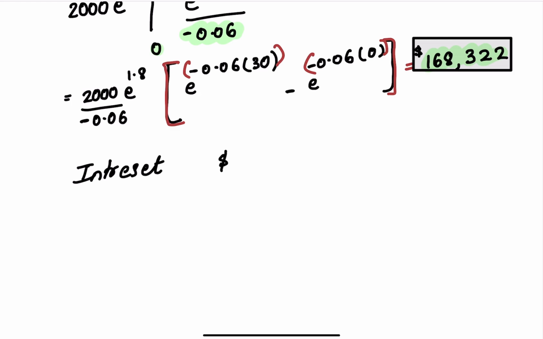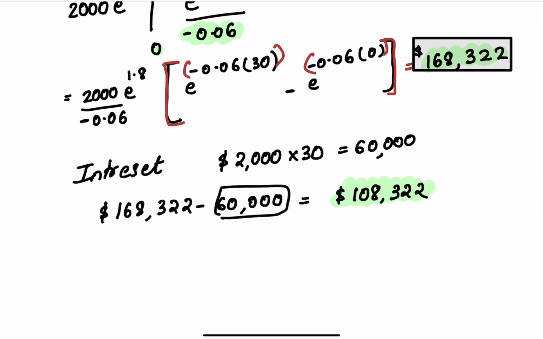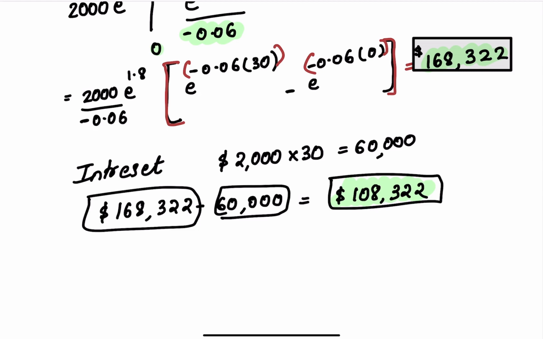Remember, you are paying $2,000 a month for 30 years. That means you only paid $60,000. So here, 168,322 minus 60,000 will give you 108,322. So whatever extra, this amount extra is your interest. Remember, you only paid 60,000, but you got 168. That means this is the interest that IRA paid you over 30 years.